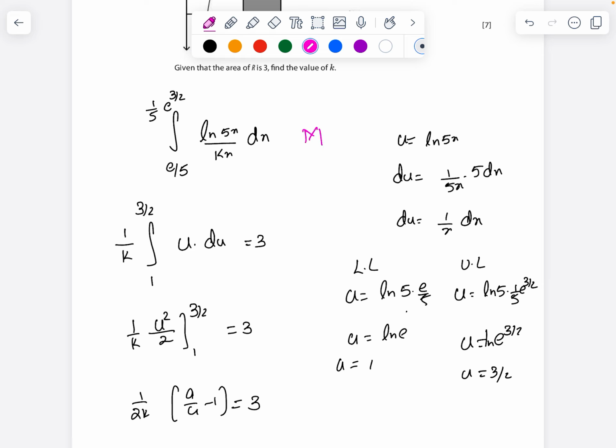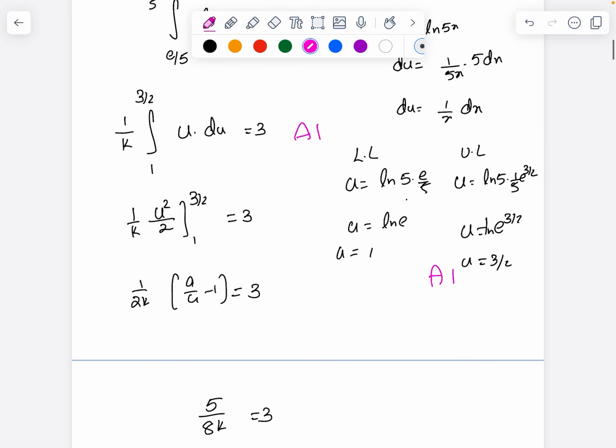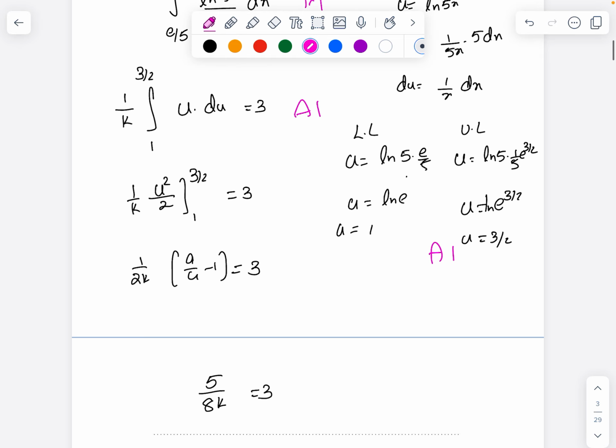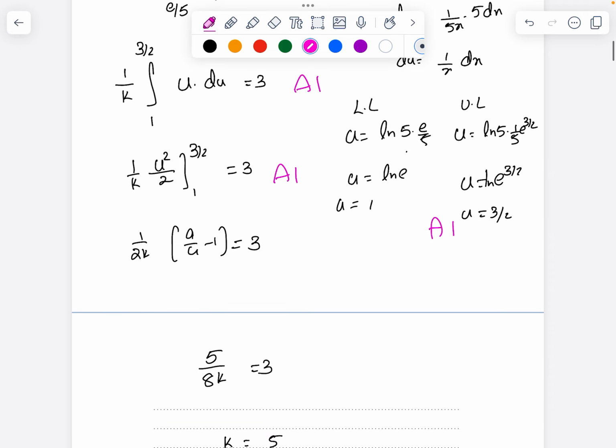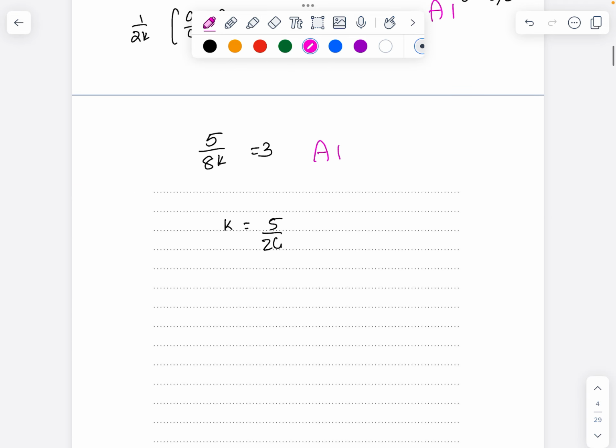Attempt to integrate is method 1 mark, substitution is another 1 mark, limits is 1 mark. How many marks is the question? It is going to be 7 marks. So to get over here 1 mark, 4 marks are done. Then this is 5, 6 and 7.